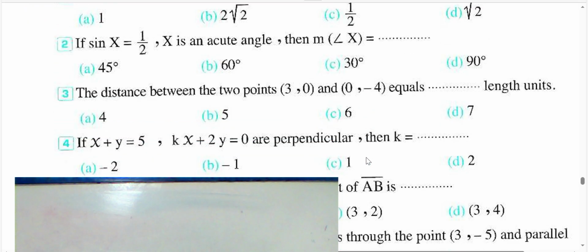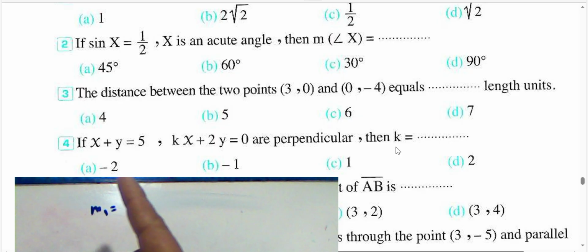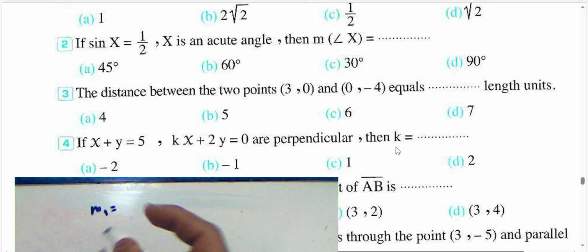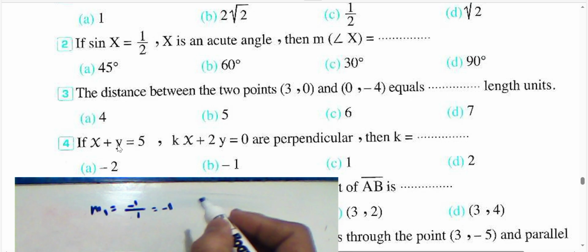Next question. If x plus y equals 5 and x plus 2y equals 0 are perpendicular, find k. Perpendicular means slope 1 times slope 2 equals negative 1. First I will write slope number 1: negative coefficient of x over coefficient of y. Negative coefficient of x will be negative 1, and the coefficient of y here is 1. Negative 1 over 1 will be negative 1.